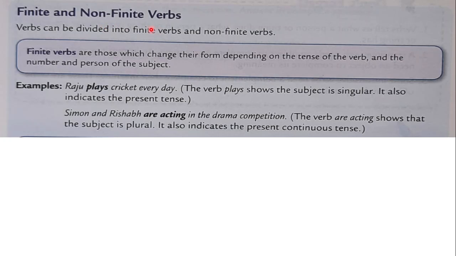Now let us find out what are finite and non-finite verbs. So verbs can be divided into finite verbs and non-finite verbs. Now see here, finite verbs are those which change their form depending on the tense of the verb. Tense means time, and the number and person of the subject.